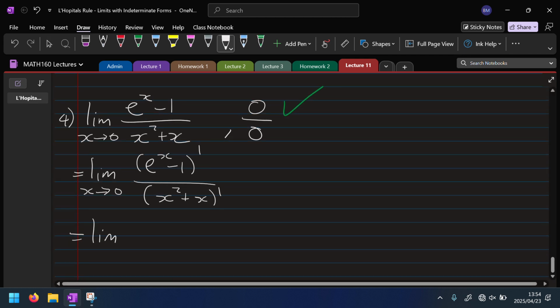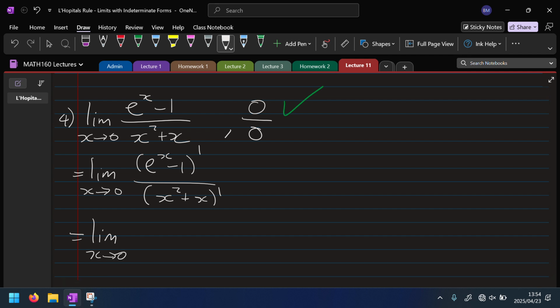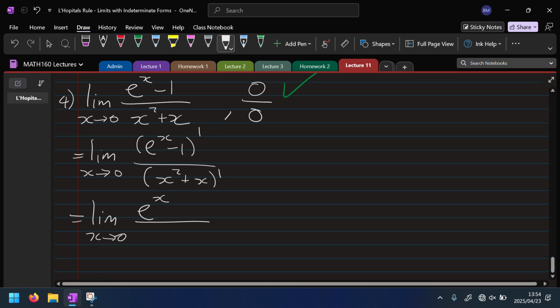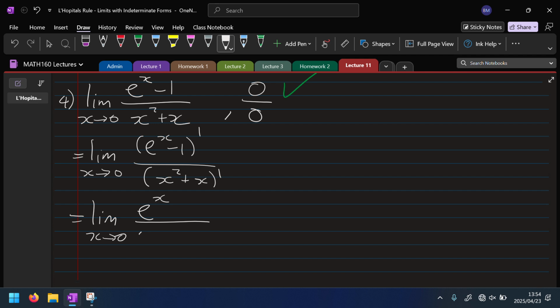So this will be the limit as x goes to 0. The derivative of the exponential is the exponential, so that just stays. The derivative of -1, that's 0, you can just leave it out. And then in the bottom, x squared, you take the 2 down, so that will be 2x. And the derivative of x, that's 1.